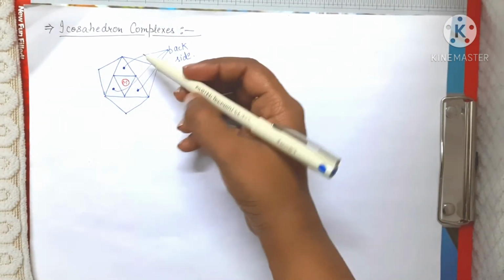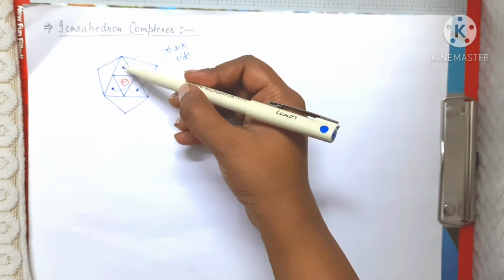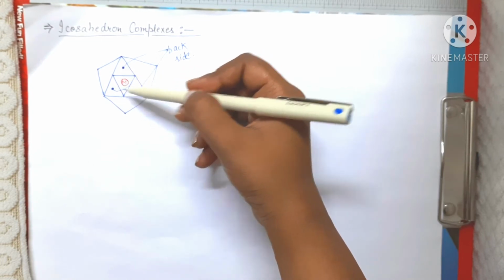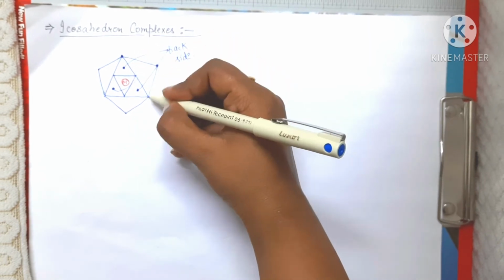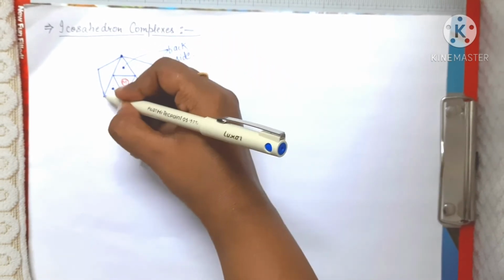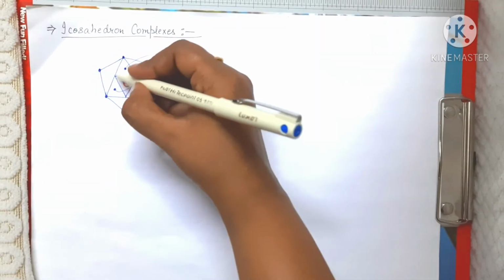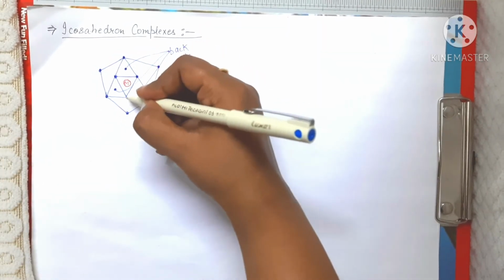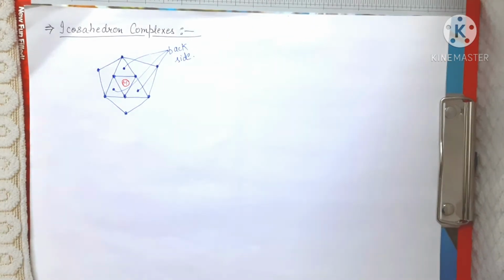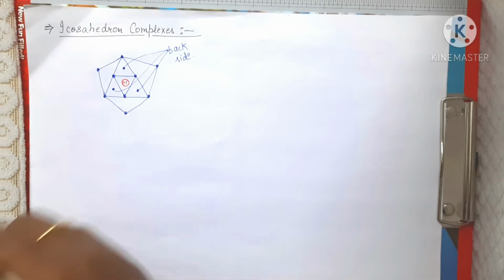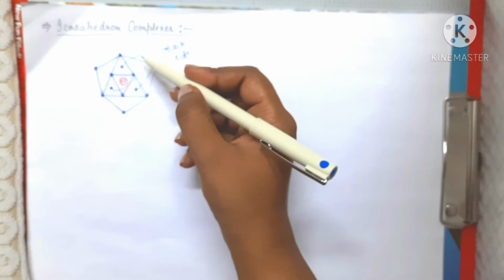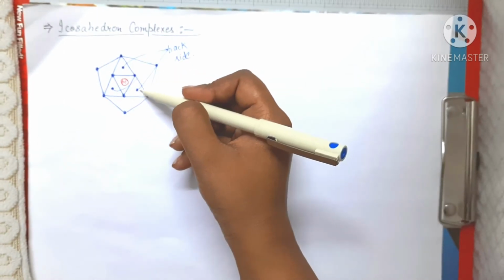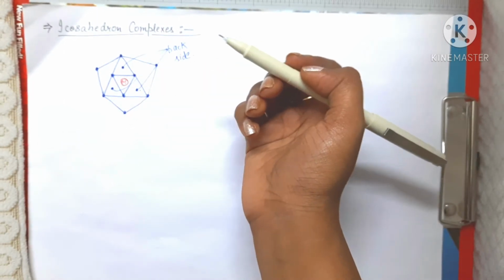Okay, so I'm showing the positions of the back side ligands as dots, and all the remaining vertices also will be the positions for the ligands in an icosahedron complex. So this is overall the structure of an icosahedron complex, in which the metal will be present at the center and all the vertices and these three positions of the backside will be the positions for the ligands.